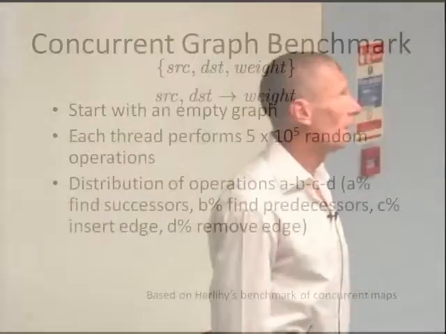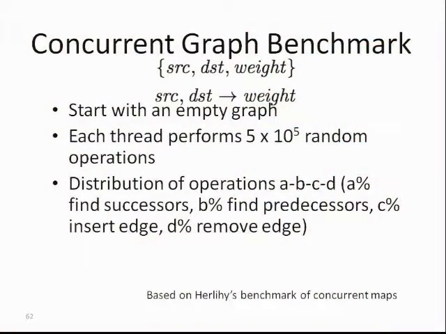We start with an empty graph, and then each thread performs many random operations. We have some distribution: how many times we do successor, how many times we do predecessor, how many times we do insert, and how many times we do remove. And the paper includes all the data.